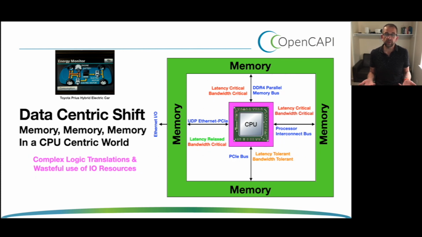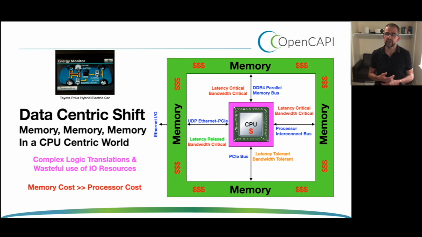We have complex logic translations going on between all these different buses. And it's really a wasteful use of the I/O resources on the processors. Not only that, if we look at the cost of our data-centric servers these days, we find we're spending the vast majority of the money on the memory infrastructure, and very little, relatively speaking, on the processor. So really, we're getting to a situation where the tail is wagging the dog.